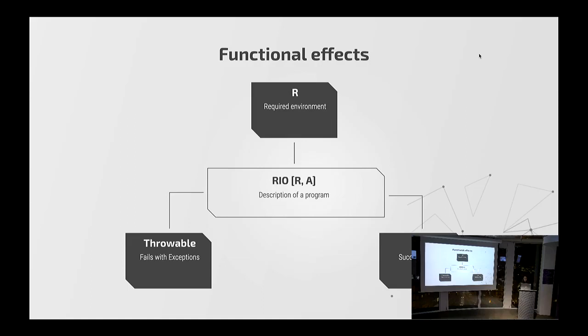And if you don't require any environment and you know that your error would be throwable, you can use Task. If you don't require an environment but you have a customized error, you can use IO of E, A. And in case your program never fails, you can use UIO, without any requirements. So all of this is a description of a program.